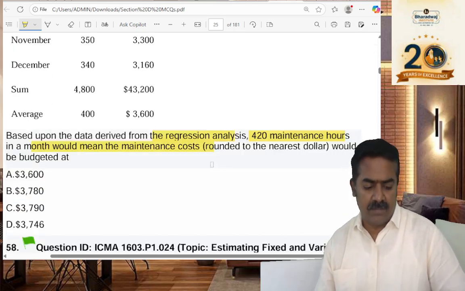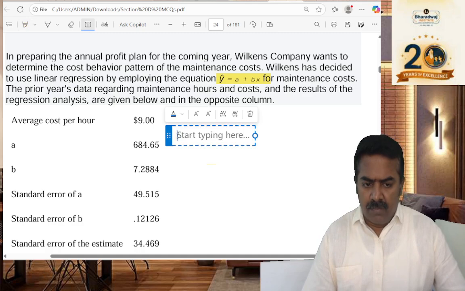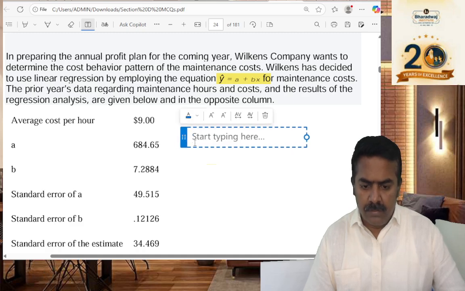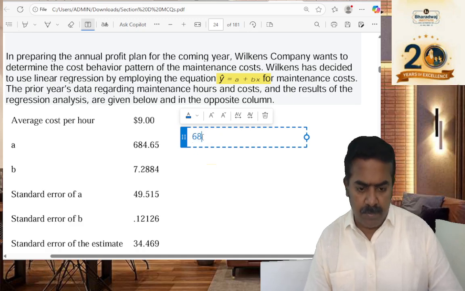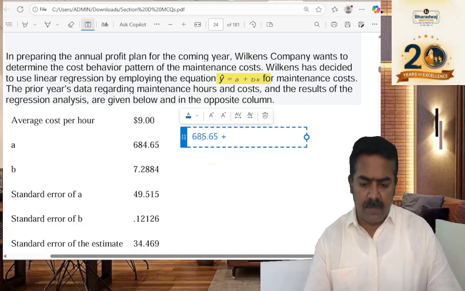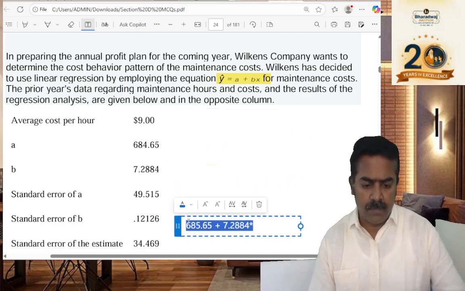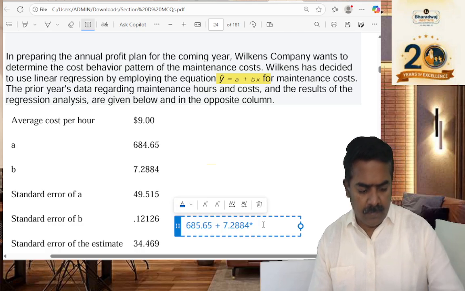Try it. So y is equal to a plus bx. What is y? What is a? This 570. a is 684.65. That is a plus bx. What is bx? 7.2884 into how many units? 420.